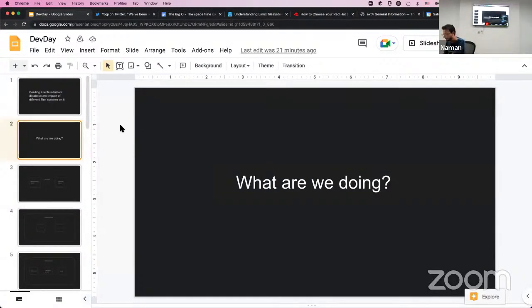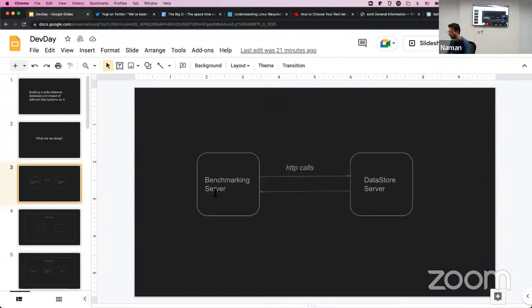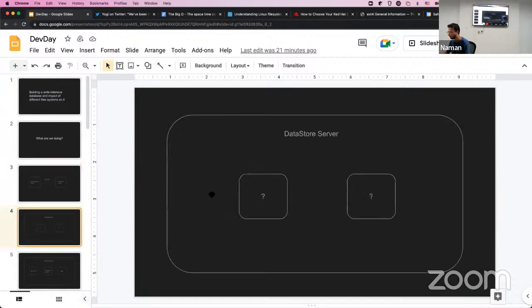So on a high level, there's a benchmarking server and there's a data store server which we need to implement, and there will be calls made to this server, right? So let's now zoom into the data store server to see what all we need here.